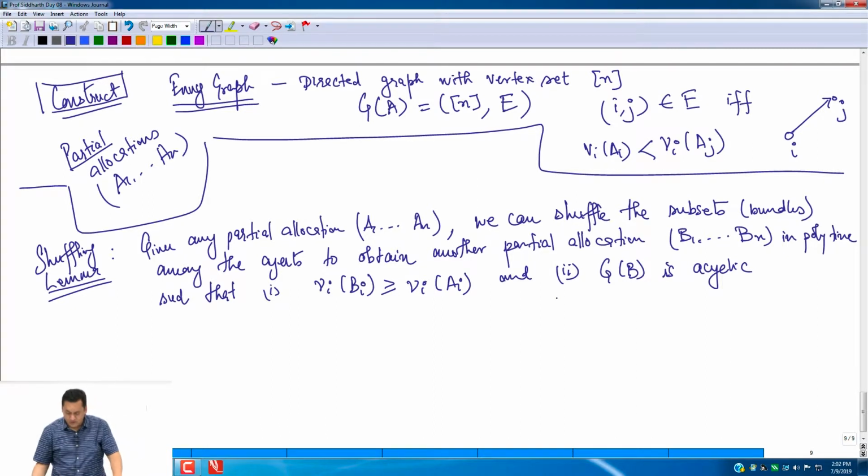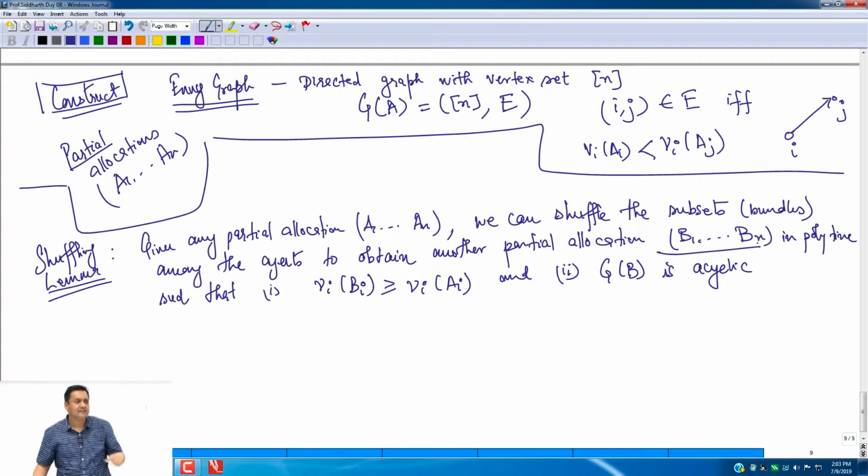So the idea is, you give me any partial allocation, an assignment of subsets to agents. I'll look at this assignment, and I can shuffle them efficiently. I'll pick a few agents, say 3 of them, and say the first agent's bundle goes to the third, the third agent's bundle goes to the second, and the second agent's bundle goes to the first. So I can shuffle them around, and I just reassign these bundles, such that the new, potentially new partial allocation I obtain has two very nice properties.